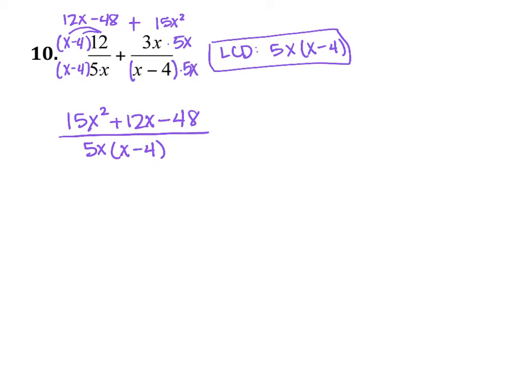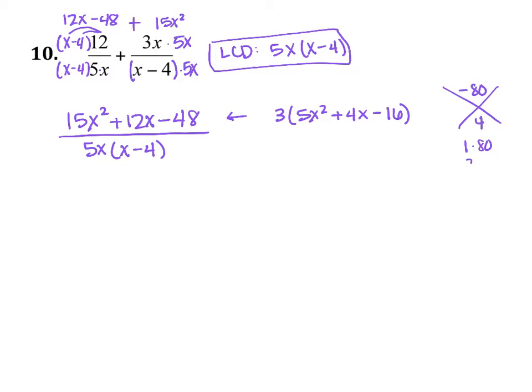But can I factor? I can take out a 3, and then I have 5x squared plus 4x minus 16. Did that help me at all? Well, 16 times 5, that's negative 80. That adds up to 4. Can I find numbers that work for that?